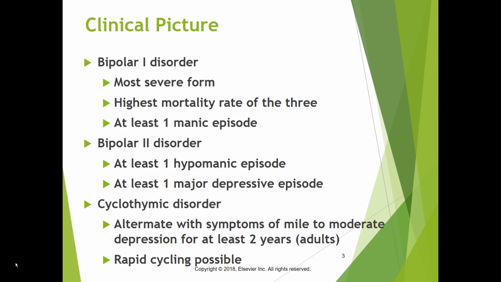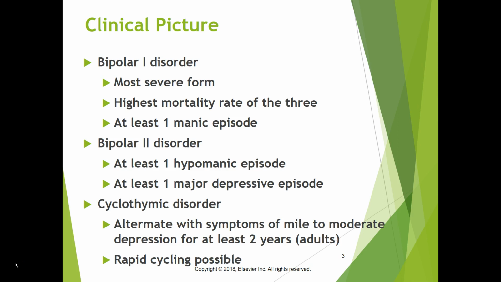So hypomania is different from mania in that basically the symptoms are very similar, but they are less severe. So a person with hypomania isn't going to display quite the same intensity of symptoms. And we'll look at the symptoms more specifically in some future slides coming right up shortly. But anyways, so bipolar 1 and bipolar 2. The other mood disorder that we're talking about in this chapter is cyclothymic disorder. And basically that is alternating symptoms of mild to moderate depression for at least 2 years.